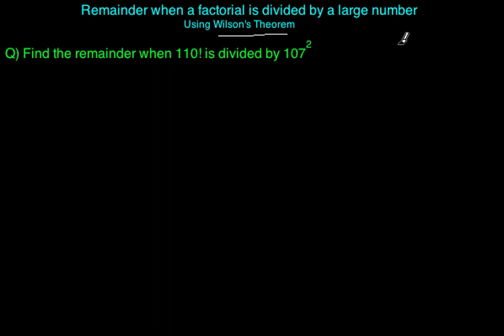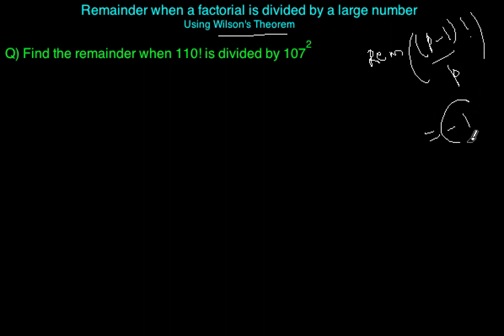So Wilson's theorem basically states that the remainder when (p minus 1) factorial is divided by p, where p is a prime number, is equal to minus 1, which is equal to p minus 1. So this is Wilson's theorem.